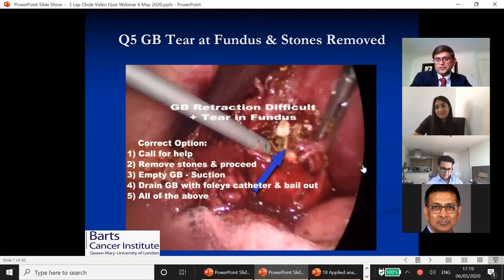Usually, the real life scenario is we say phone a friend and call, but we'll be lucky to get through to somebody, especially towards the end of a working day, if you're stuck doing a difficult operation. So yes, I think just remove the stone, empty the gallbladder and bail out, leave a drain in.